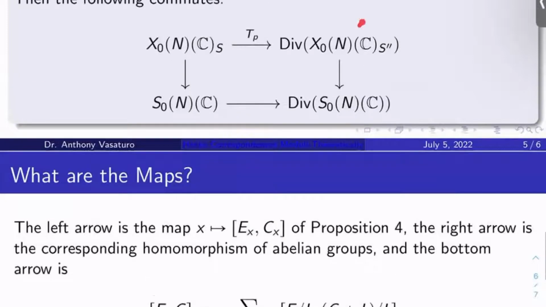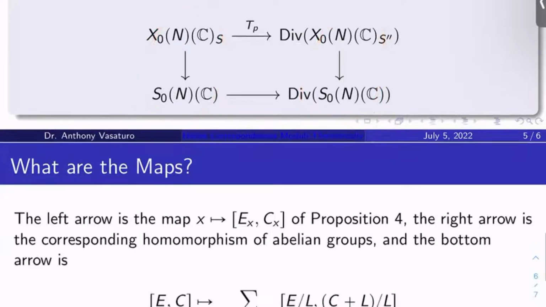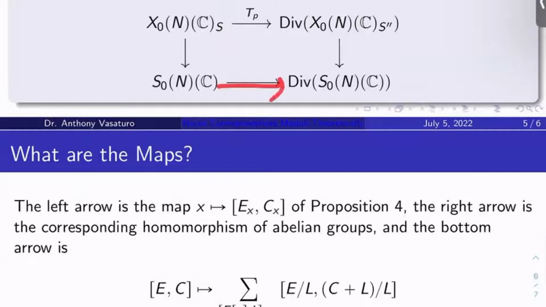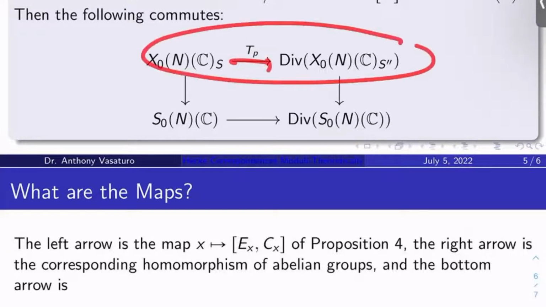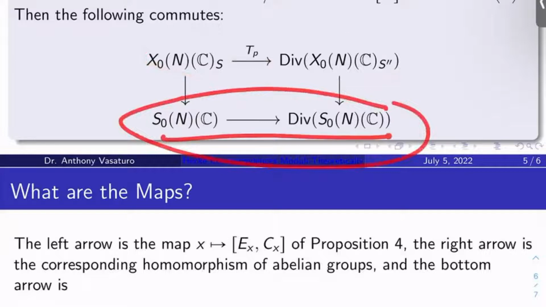Okay, what's this right arrow here? Well, every map of curves like this is going to induce an obvious map on divisor groups. I'll let you think about that. So this right map is just induced by the left map. Okay, so the question is, what's this magic bottom map here that commutes this diagram and allows me to think of the Hecke correspondence, not just Galois theoretically, but actually moduli theoretically?